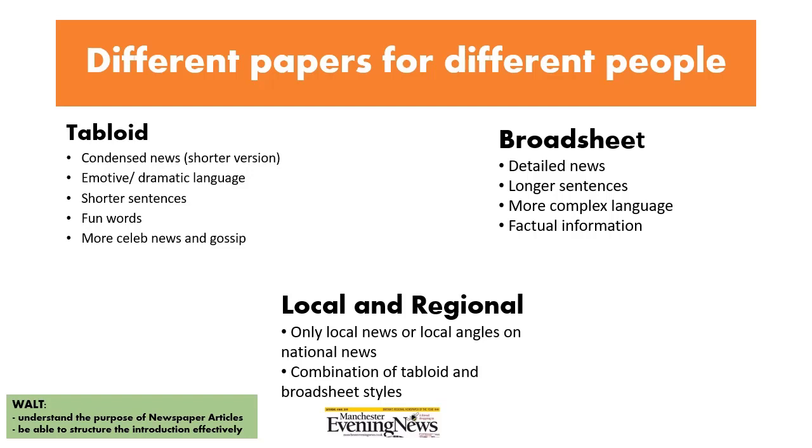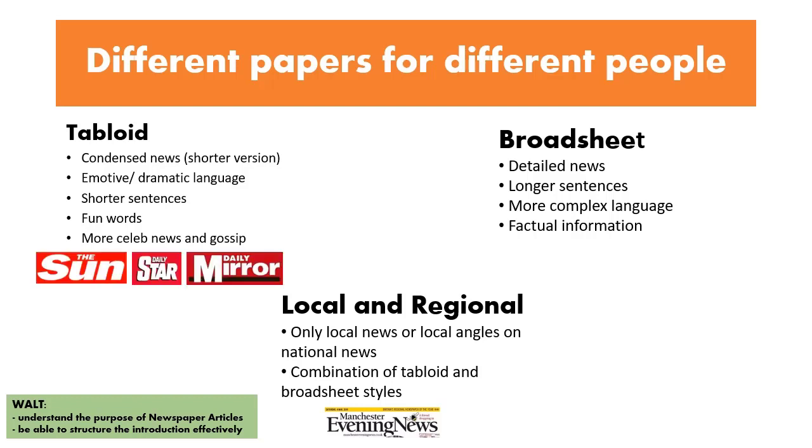And then there's a third one that we don't necessarily look at all the time, but I think it's quite important. You've got the local and regional newspapers. So only local news or local angles on national news. Combination of tabloid and broadsheet. So you can see the little image at the bottom, like the Manchester Evening News, the MEN. That is a local newspaper, and that will give you information or inform the readers about what's happening in Manchester as opposed to other cities.